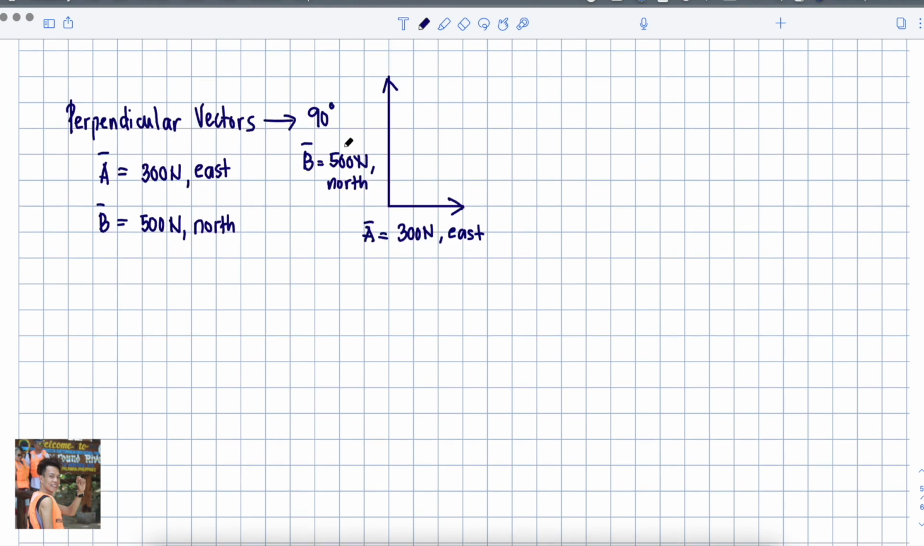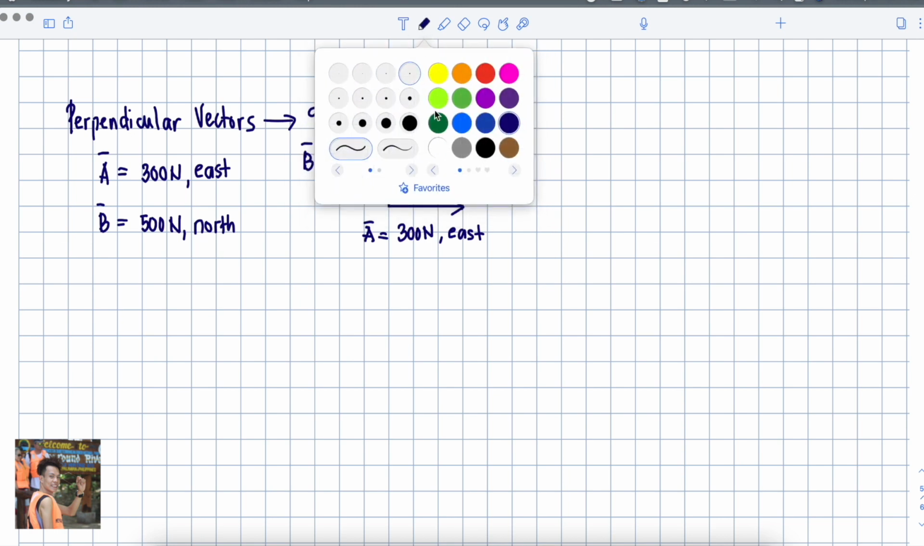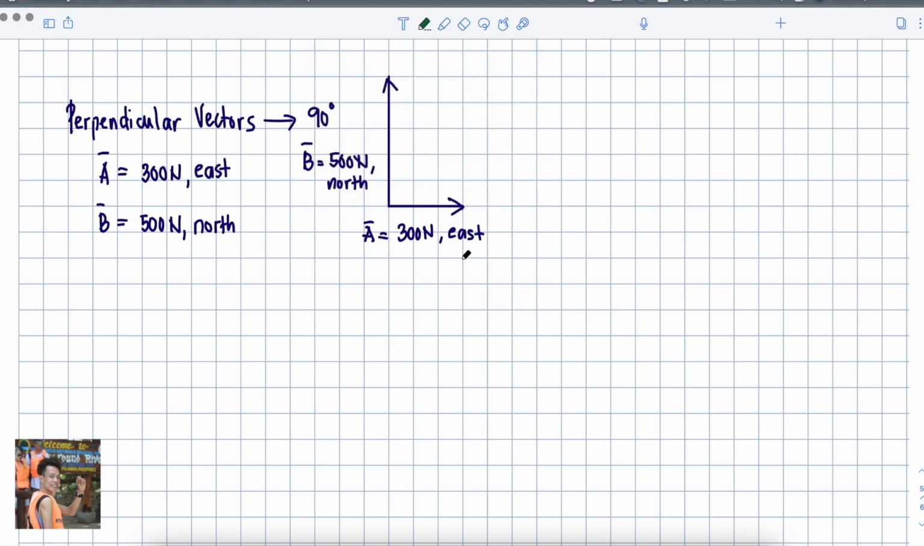Now let's add the vectors. As you can see here, the tail of the second vector is connected to the tail of the first vector. In the graphical method, this is called the parallelogram method. To continue our parallelogram method, we draw broken lines touching the tip of one vector and parallel to the other vector.